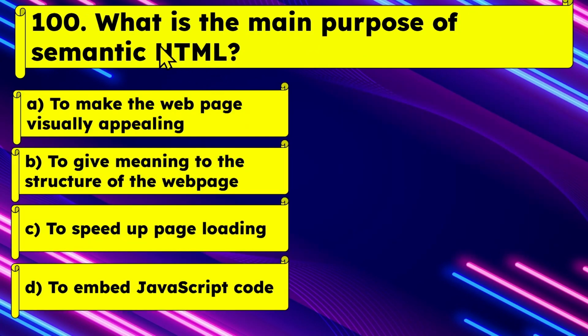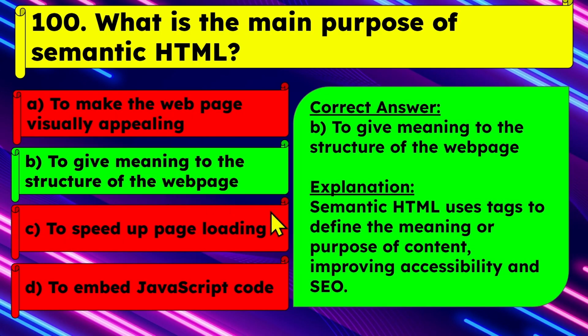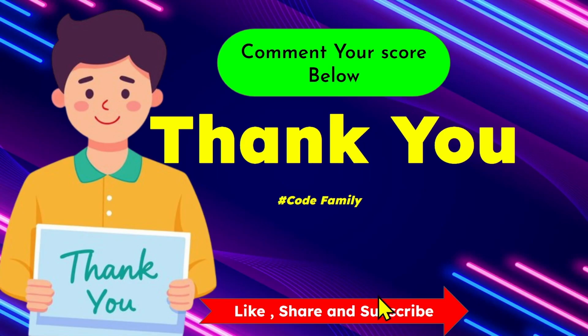Next question is, what is the main purpose of semantic HTML? Option A says to make a web page visually appealing. Option B is to give meaning to the structure of the web page. Option C is to speed up page loading, or option D is to embed JavaScript code. So here the correct answer is option B. As you can see, semantic HTML uses tags to define the meaning or purpose of the content, improving accessibility and SEO.